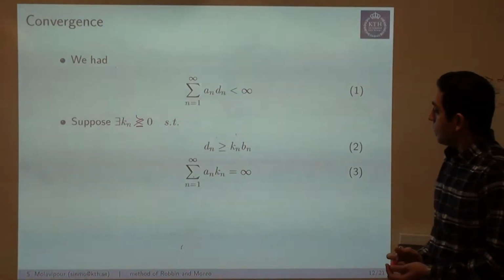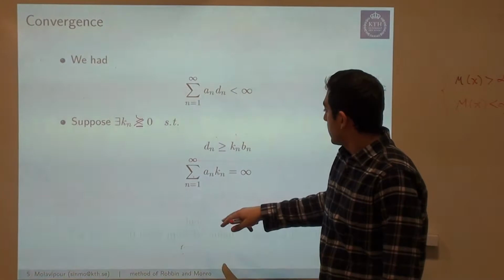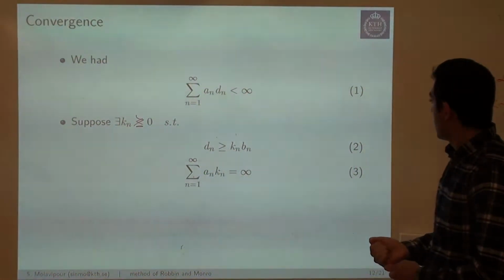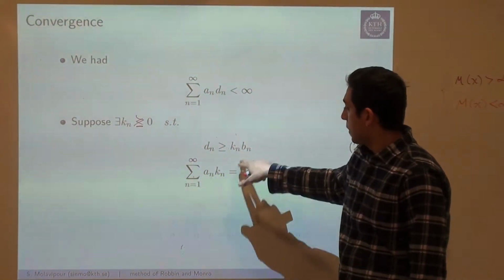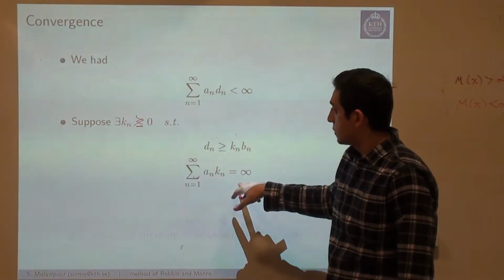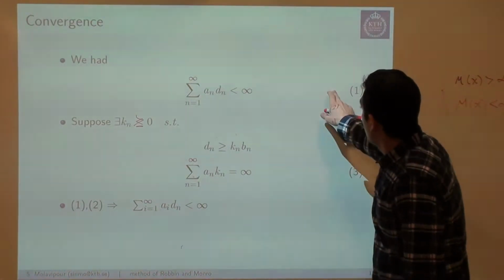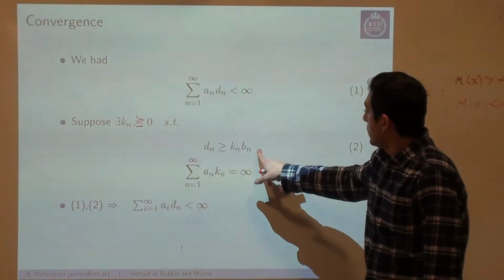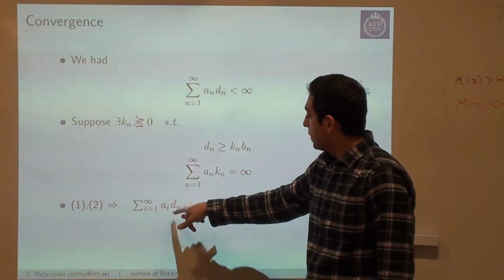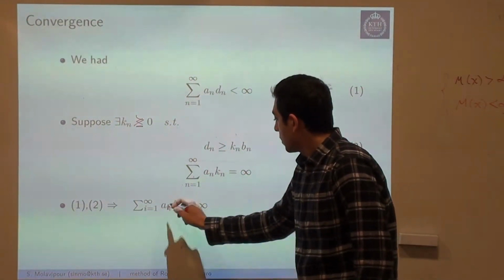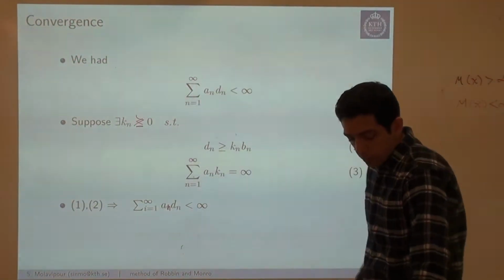Since Dn is larger than this one, we can see some properties of Kn. One is that Dn is larger than Kn Bn, and the other is that this summation is divergent, equal to infinity. Using property 1 and this one, if I substitute, we can see that the sum over An Dn is convergent, so it's finite.